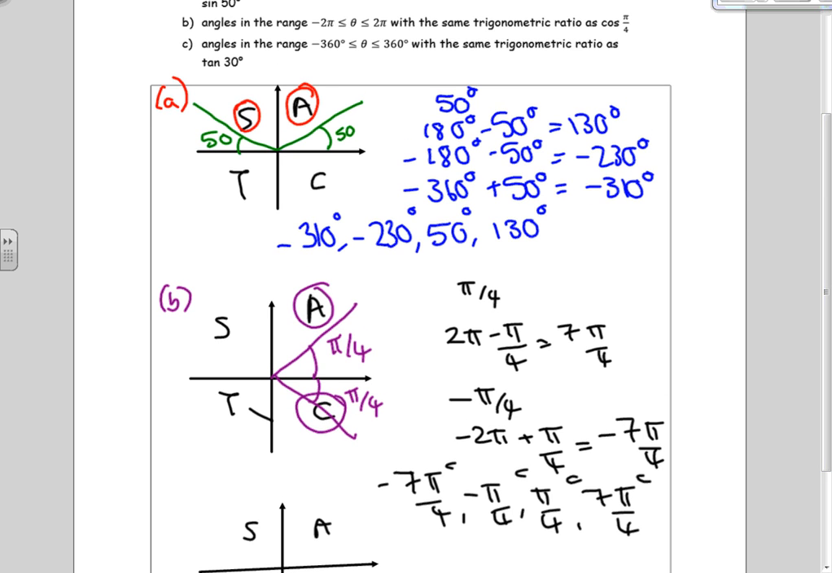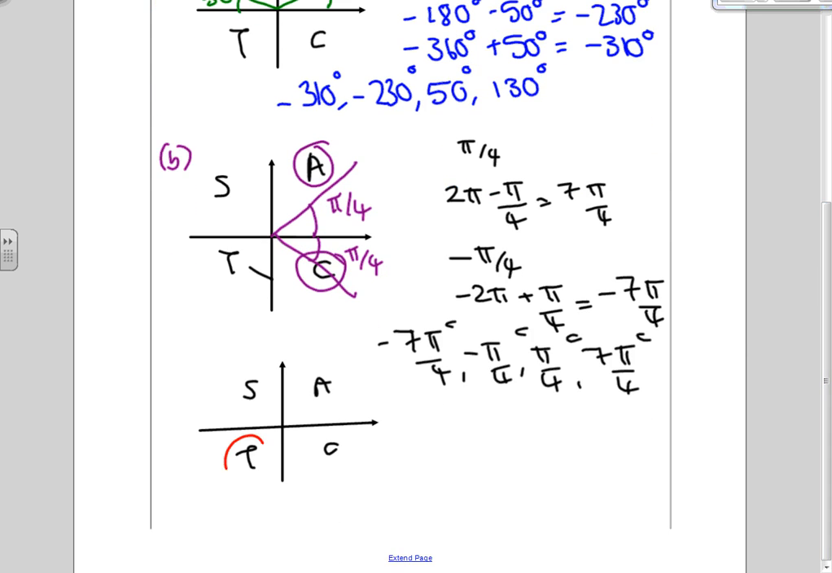So for C, we're using the tan graph this time. Tan is positive in T and A, and we're trying to find the values at the same as tan of 30 degrees. So I'm going to go 30 degrees up from this axis and 30 degrees down from this axis. So working my way around again, this is for part C. So that'll give me 30 degrees. And then I have 180 degrees plus 30 degrees, which gives me 210 degrees.